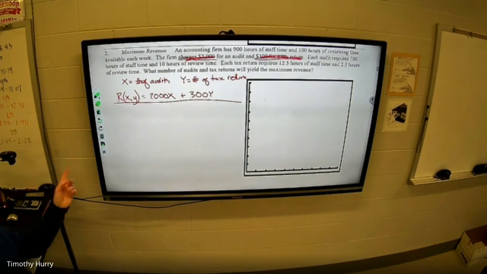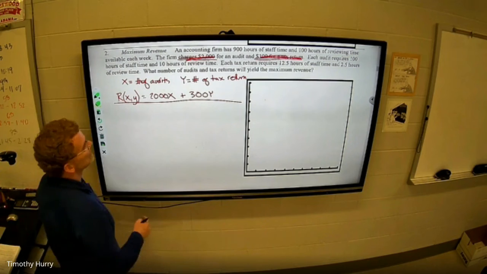X is the number of audits. So what I want to say is the number of audits is less than or equal to 900. But what about that 900? That's hours. What about it?